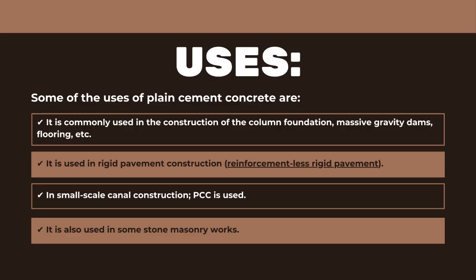Some of the uses of plain cement concrete are: it is commonly used in the construction of column foundations, massive gravity dams, flooring, etc. It is used in rigid pavement construction, reinforcement, less rigid pavement, and in small-scale canal construction. PCC is also used in some stone masonry works.